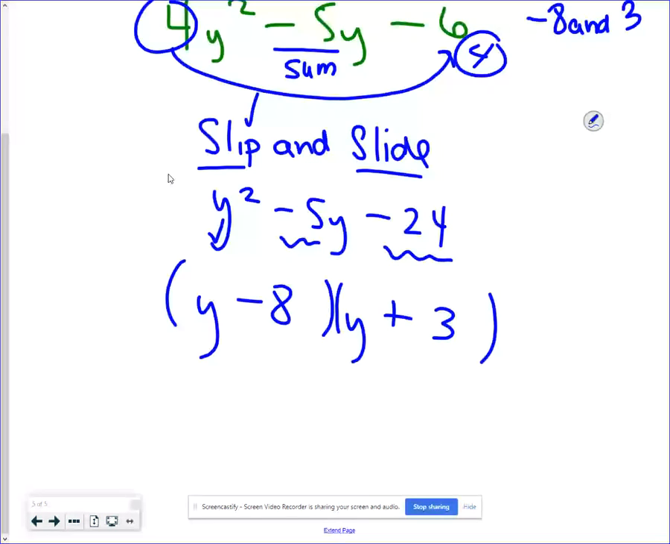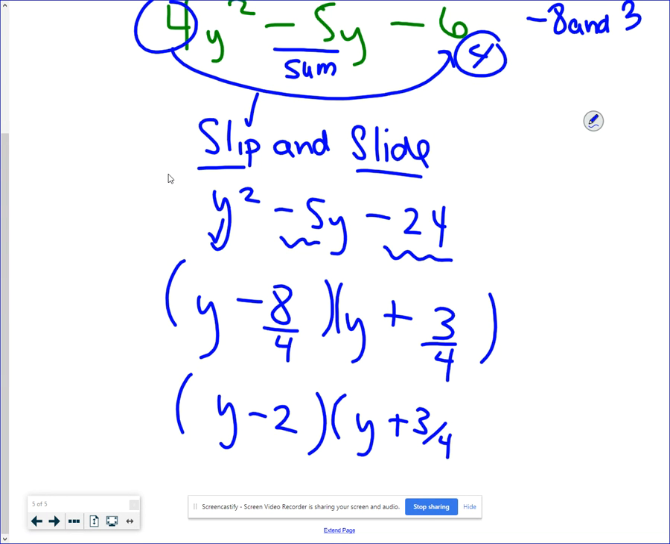We did the slip part. So now we've got to slide the 4 back into our answer. And then reduce. Always reduce before you do anything else. 8/4 reduces down to 2. 3/4 can't be reduced, so I'm just going to leave that as 3/4.